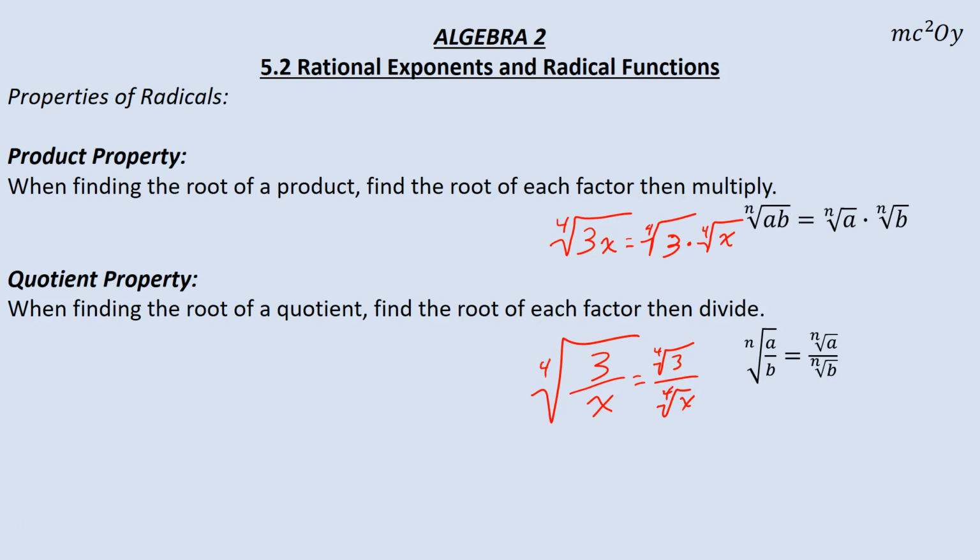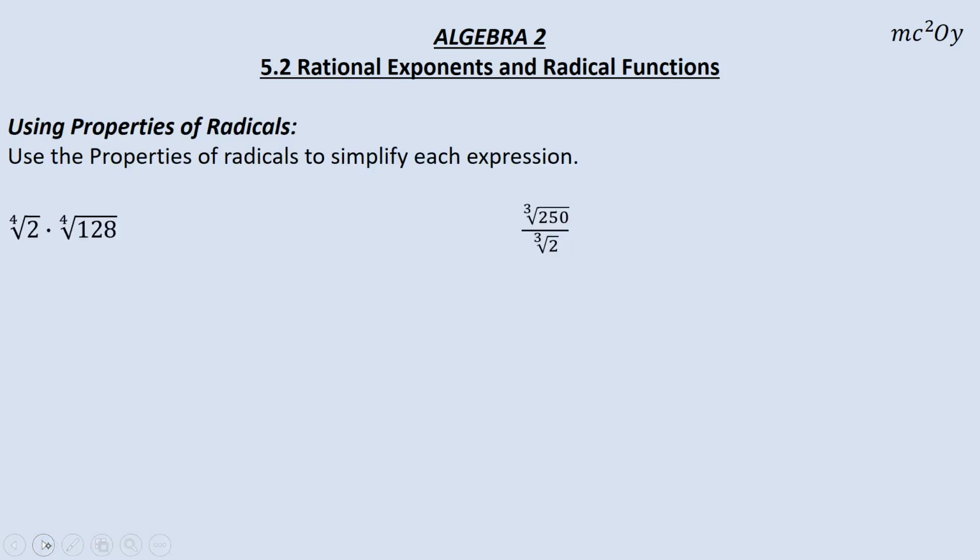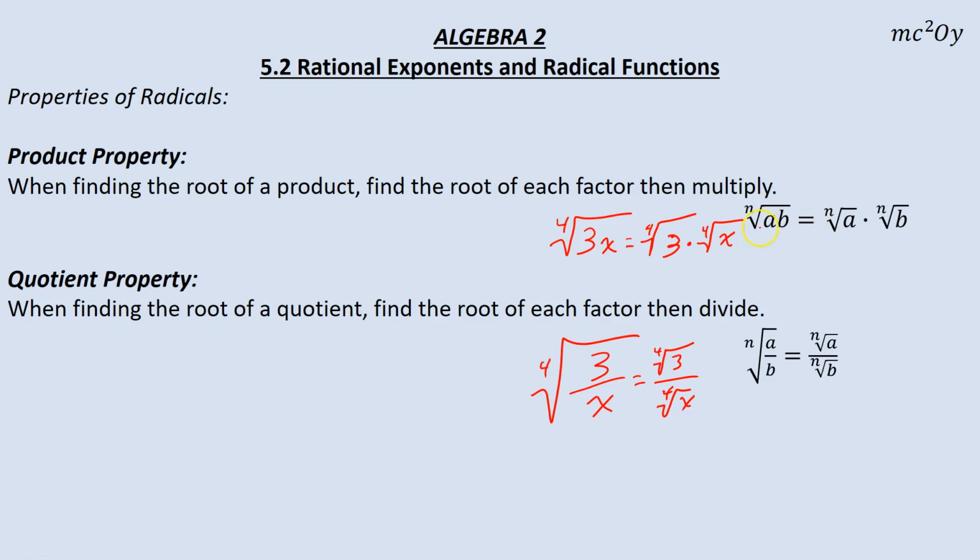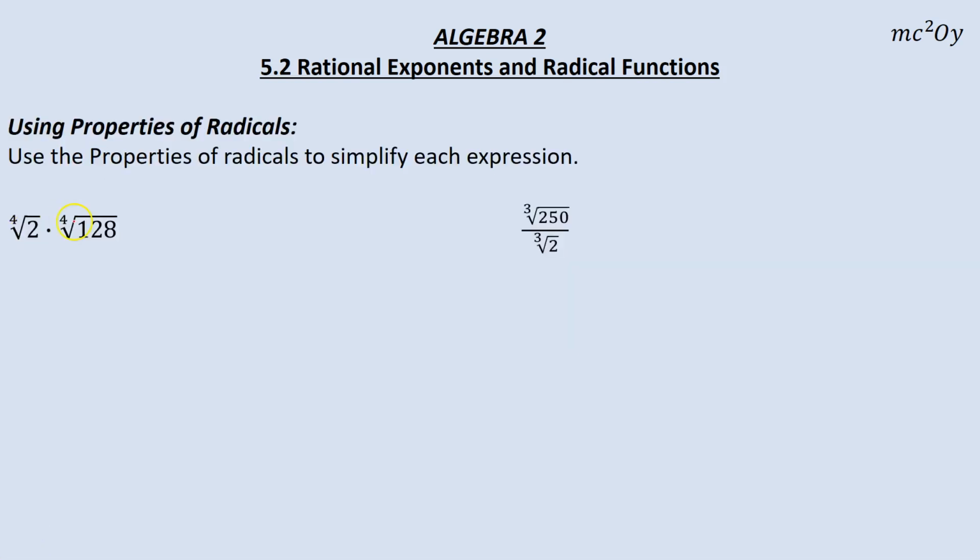Okay. All right, so let's try to apply those there. Using properties of radicals, simplify each expression. So this first one here, we have the 4th root of 2 times the 4th root of 128. Notice, just as I can separate the two, I can also put the two together. Since they're both the 4th root, I can put them both under the same 4th root symbol. That's 2 times 128, because we're taking the same root of each.